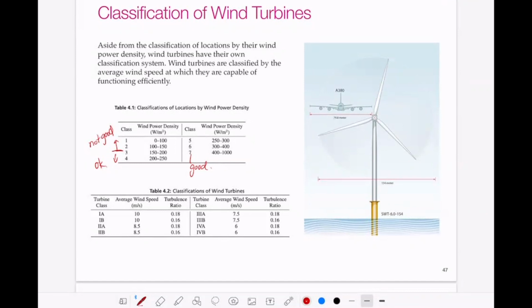And then the next thing is to look at the classification of turbine that could be used in that area. These are just some examples of the different classes of turbine, and it shows the average wind speed that they would be operating at and their turbulence ratio. A class 1A wind turbine would operate well at an average wind speed of 10 meters per second, whereas if you had a lower average wind speed, maybe 7.5, you would choose a class 3 turbine.